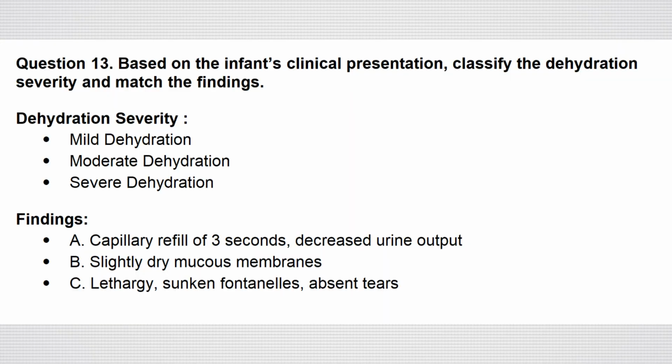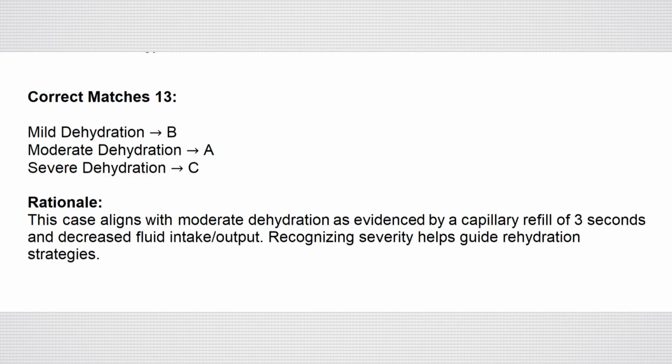Question 13. Based on the infant's clinical presentation, classify the dehydration severity and match the findings. Dehydration severity: mild dehydration, moderate dehydration, severe dehydration. Findings: A. Capillary refill of 3 seconds, decreased urine output. B. Slightly dry mucous membranes. C. Lethargy, sunken fontanelles, absent tears. Correct matches: mild dehydration B, moderate dehydration A, severe dehydration C.